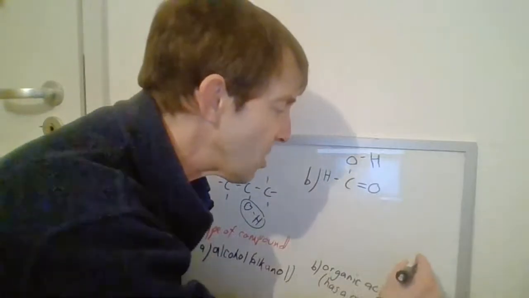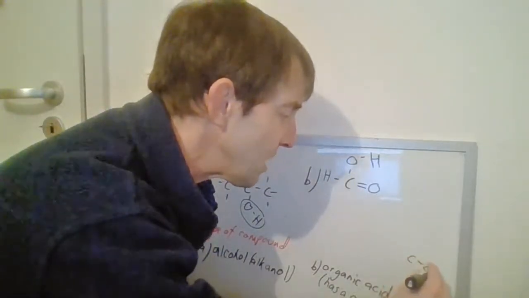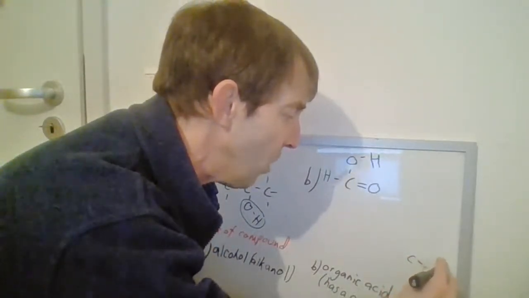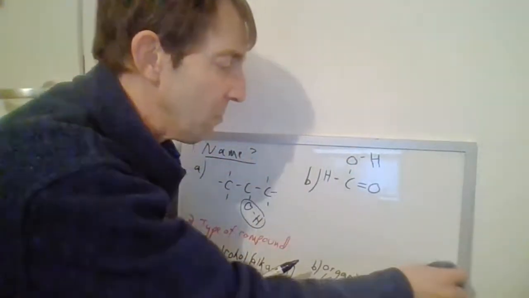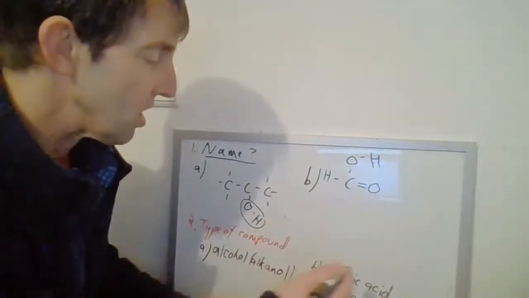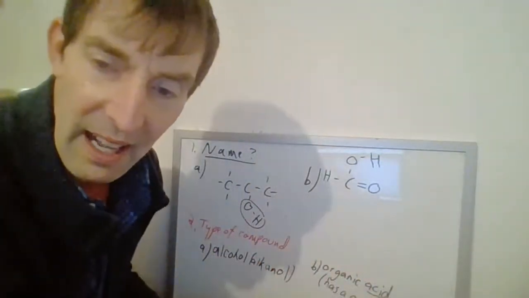A ketone has this. It has some C's, and then one of them has a double bond O in the middle. That's not what we got here. We got a carboxylic group at the end of the molecule, so that makes it an acid. We'll talk more about organic acids in a second.